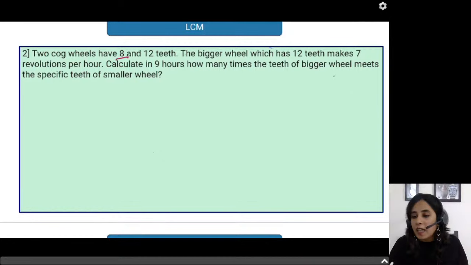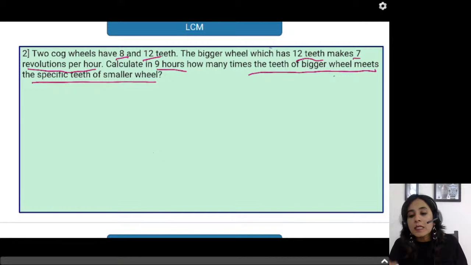Two cogwheels have 8 and 12 teeth. The bigger wheel, which has 12 teeth, makes 7 revolutions per hour. Calculate in 9 hours how many times the teeth of bigger wheels meet the specific teeth of the smaller wheel.